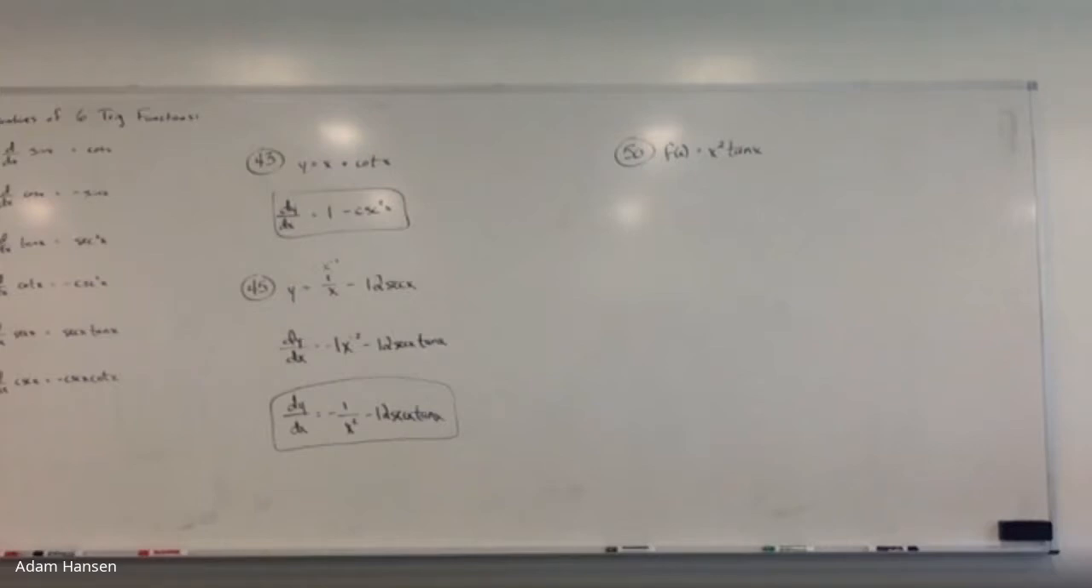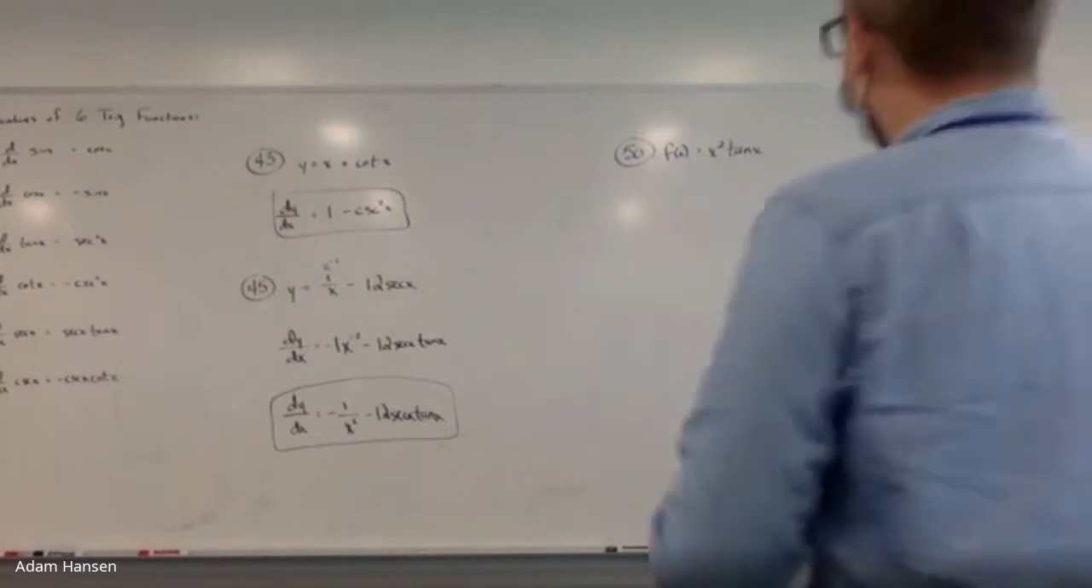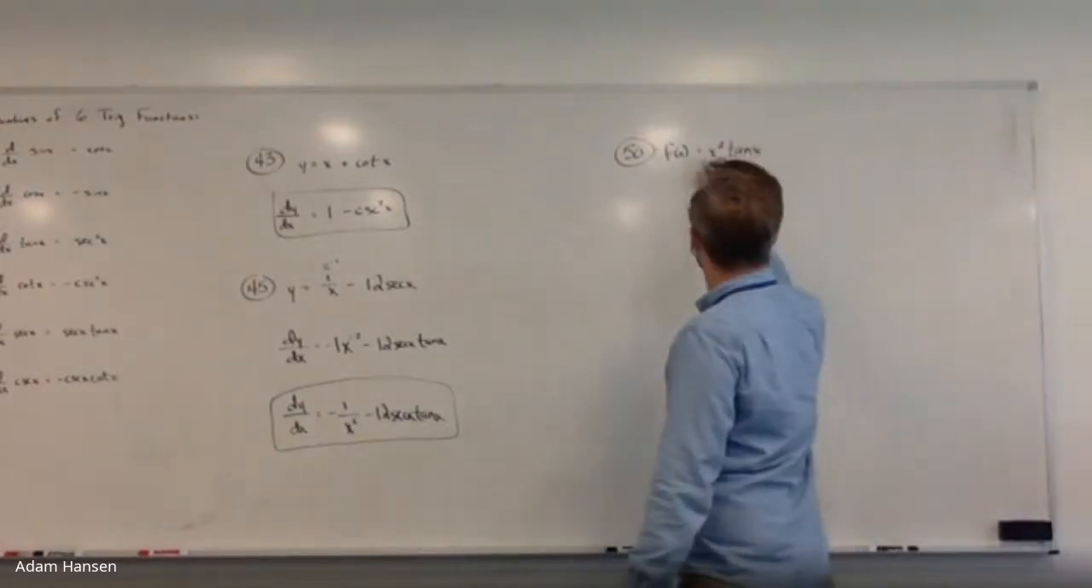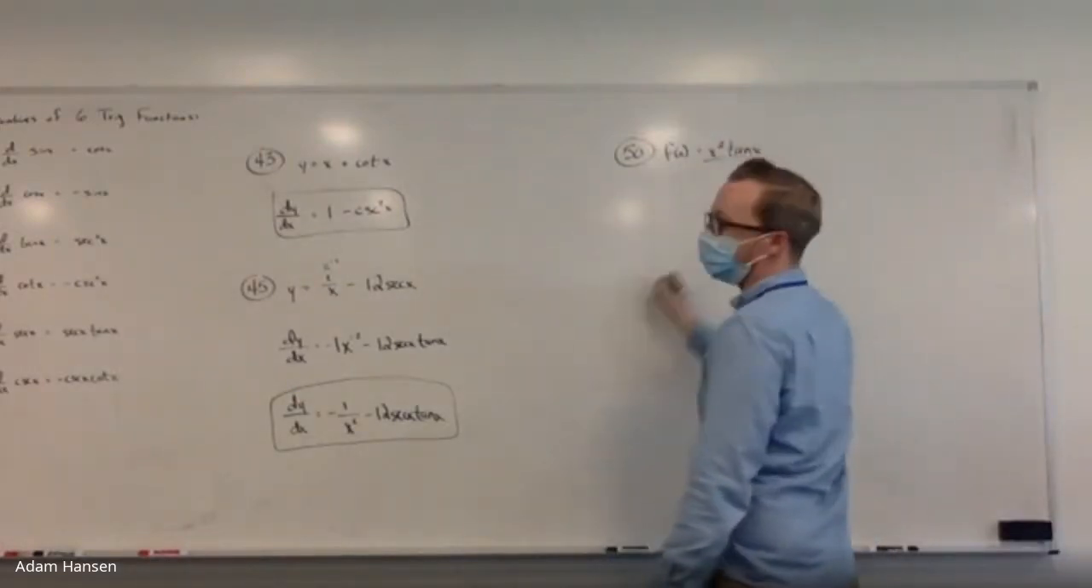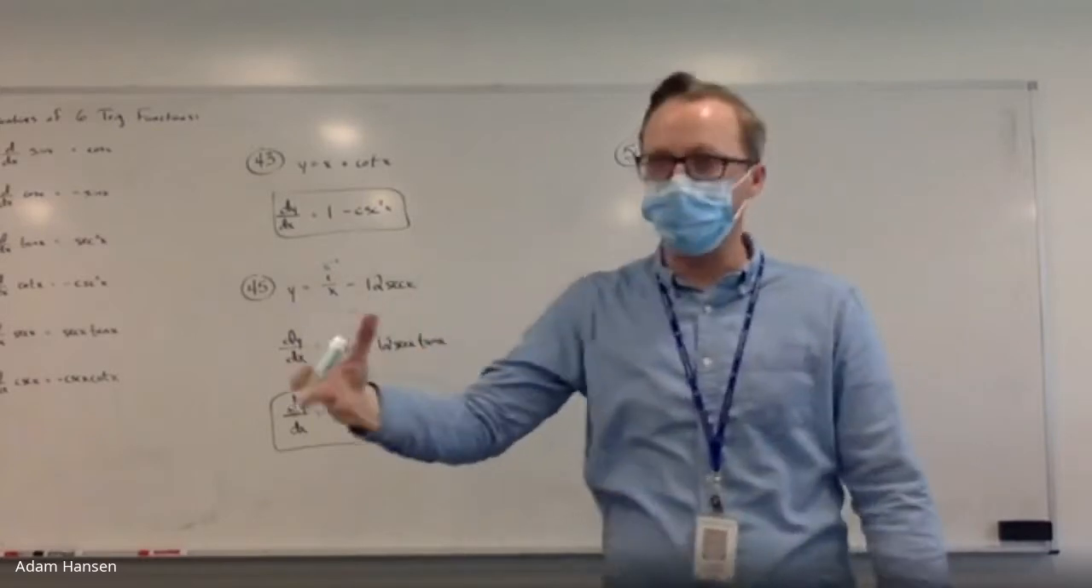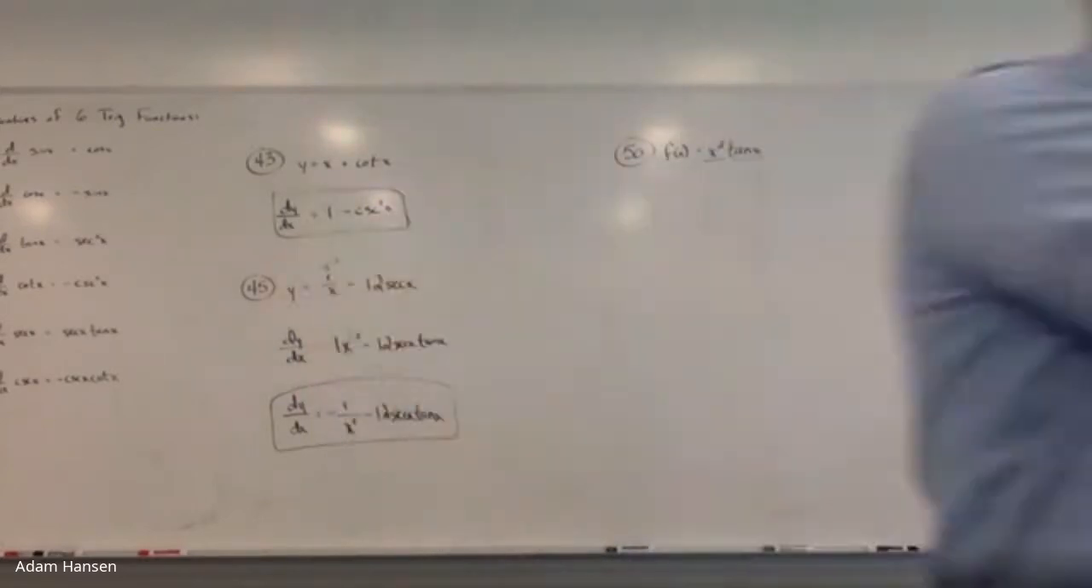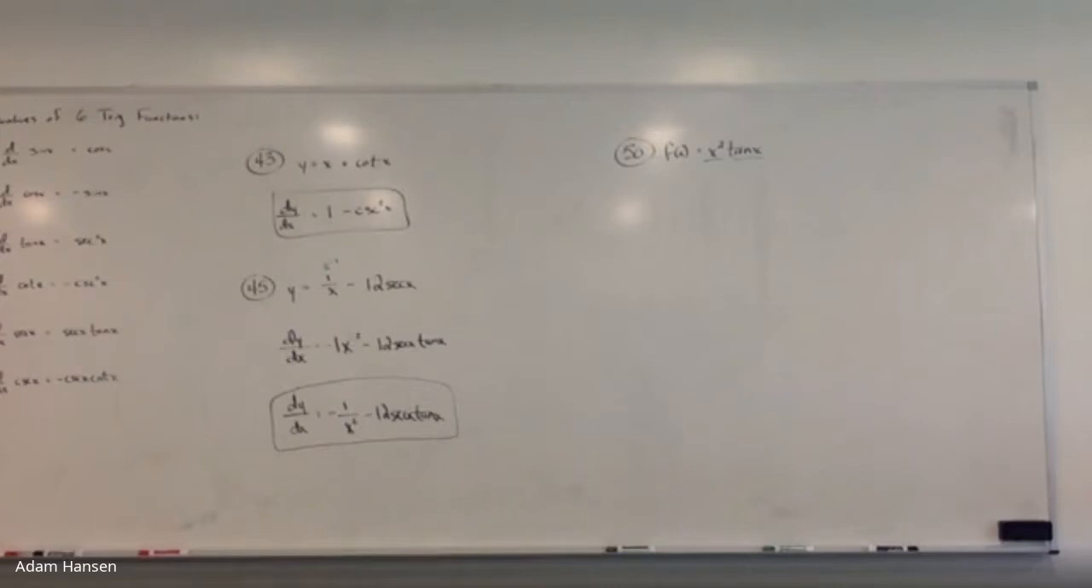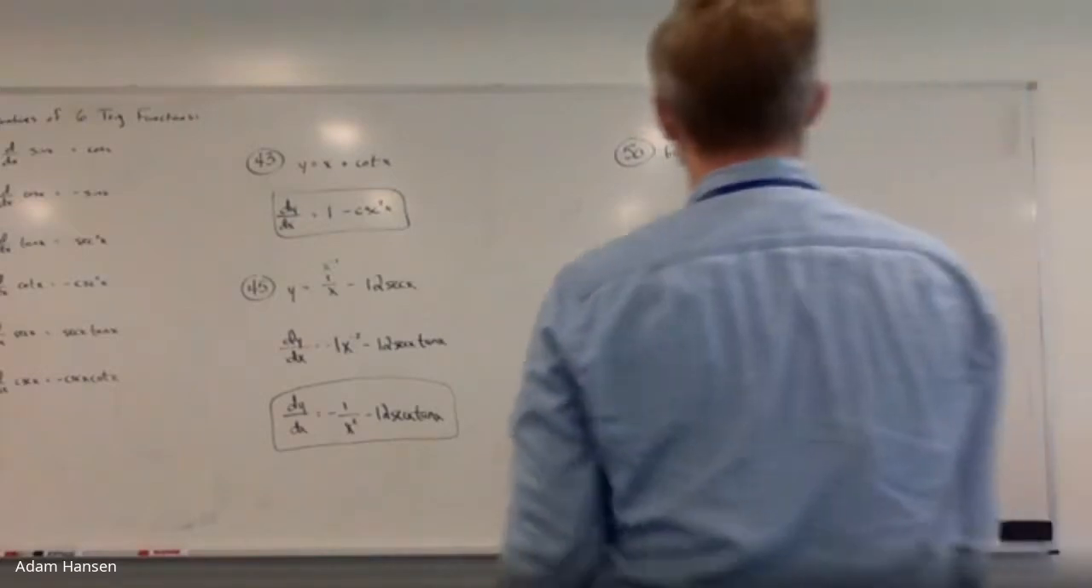Product rule. What are my two functions that are being multiplied together? So here's the first function. Here's the second. What is product rule if you say that to yourself? We have a rule to say the quotient rule. What's the rule to say the product rule? First times the derivative of the second plus the second times the derivative of the first. There we go.